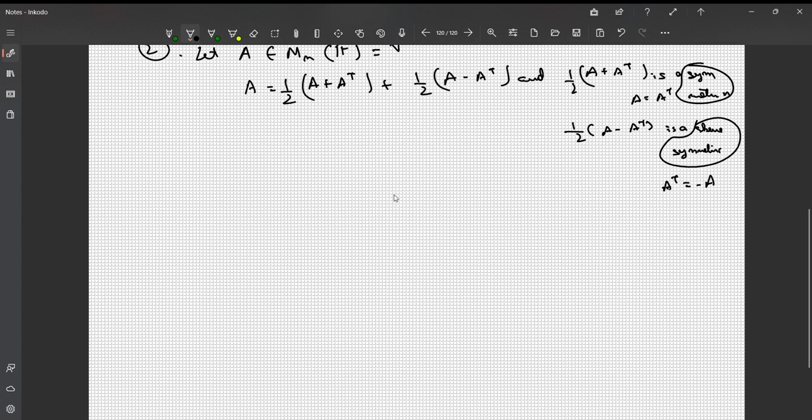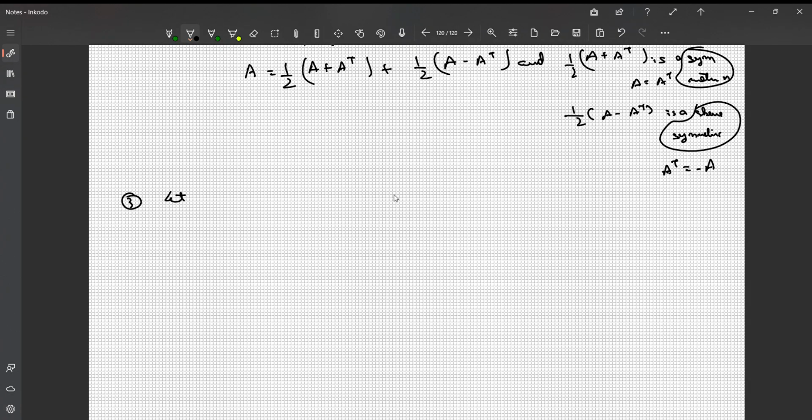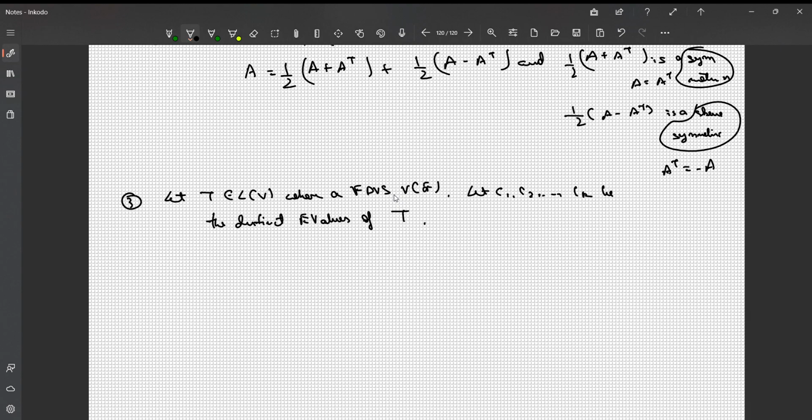One more example, which we have already seen when studying diagonalizability: let T be a linear operator on a finite dimensional vector space V over F. Let C1, C2 till Ck be the distinct eigenvalues of T. Let Wi be the eigenspace associated to the eigenvalue Ci. Okay.